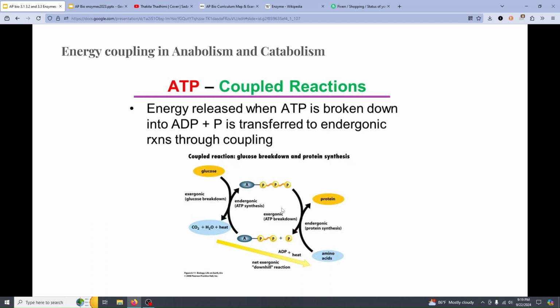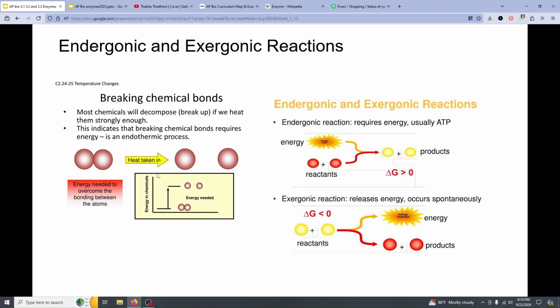So here I want to introduce two words, endergonic and exergonic. So we saw here that glucose is broken down, right? And energy is being released in the process. Whenever you have a reaction that releases energy, that's called exergonic. Okay, exergonic. And if the conditions are right, the energy is released spontaneously. The reaction occurs spontaneously, happens very quickly.